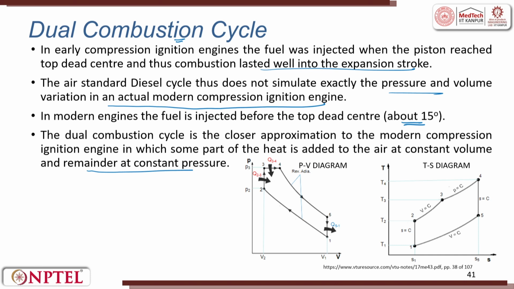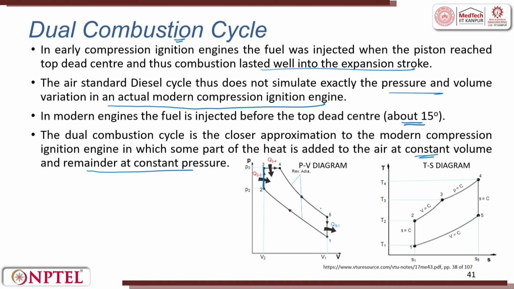This is what is dealt in the last para. The dual combustion cycle is the closer approximation to the modern compression ignition engines, in which some part of the heat is added to the air at constant volume. So, this is the constant volume. Between 2 to 3 you inject heat, then again 3 to 4 when the pressure is constant you inject. So, this is called as a dual combustion cycle.